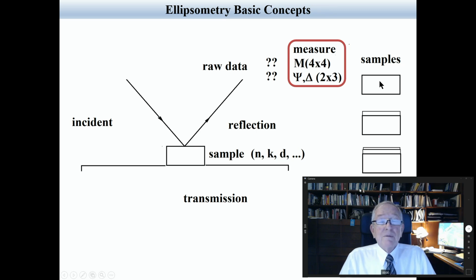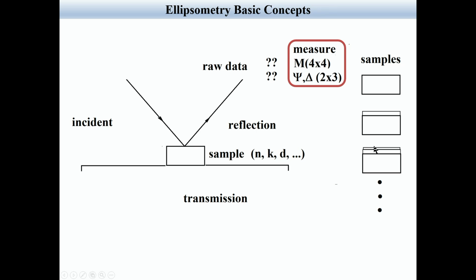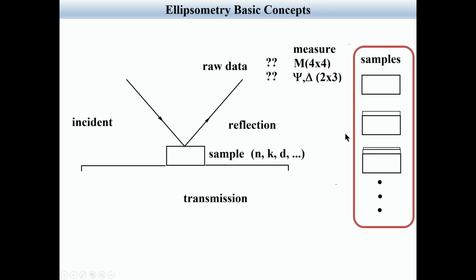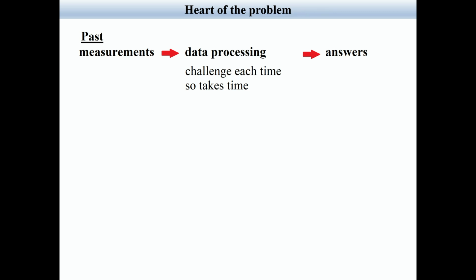And what kind of samples could we have? We could have a solid piece of stuff. We could have a film on top, or a couple of films, and on and on. So different samples.